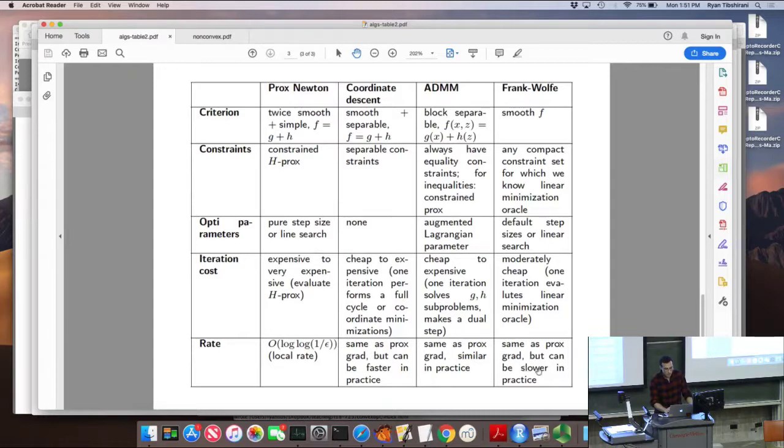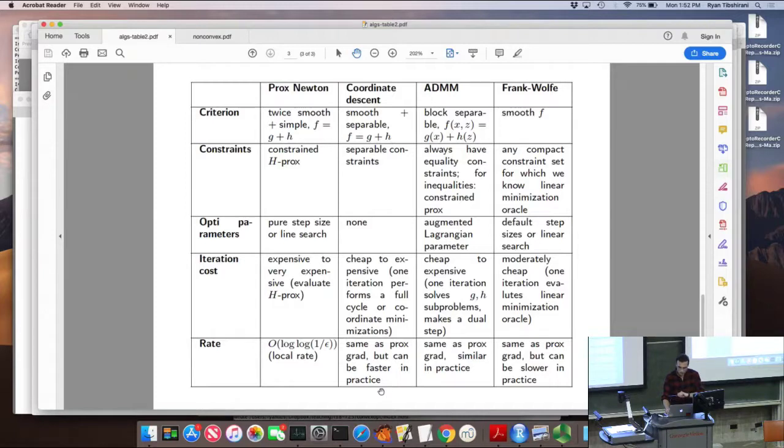The convergence rates, I just wrote same as proximal gradient because that's all the theory says, really. But there's a little bit of a difference in practice. ADMM is kind of similar in practice to proximal gradient, which is what we saw. Coordinate descent can be faster, which is also what we saw. And Frank-Wolfe, in my experience, can be slower. So the theory is kind of loose here. There are probably some papers that refine the analyses, but I don't think there's any global understanding of somehow an ordering between these methods and a first-order method like proximal gradient.